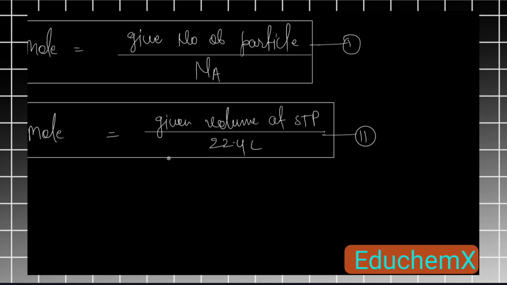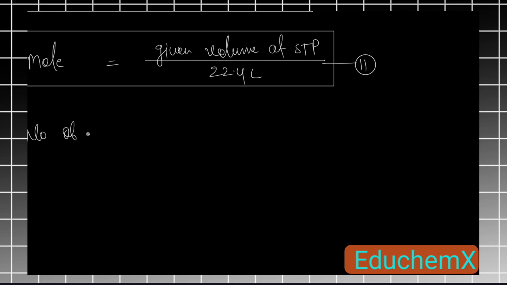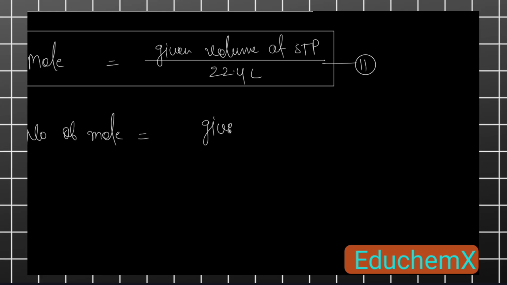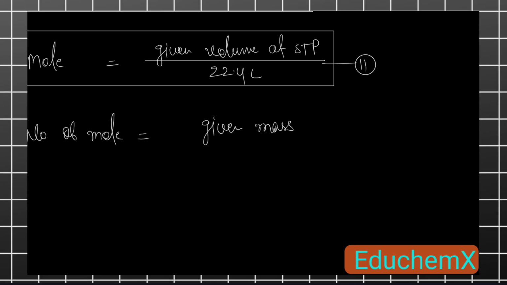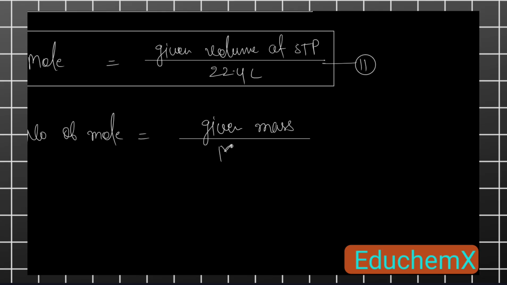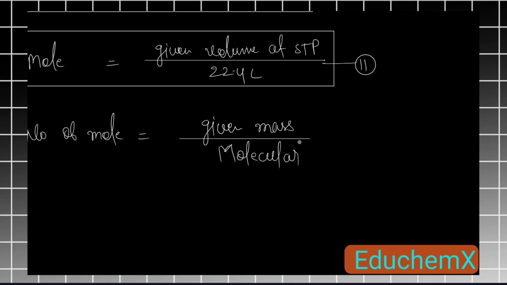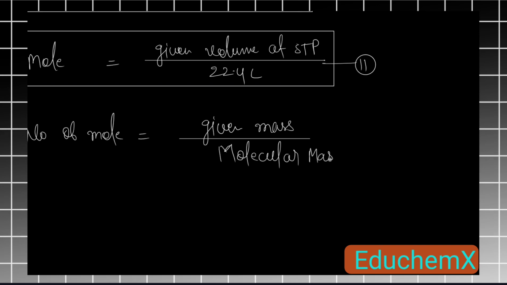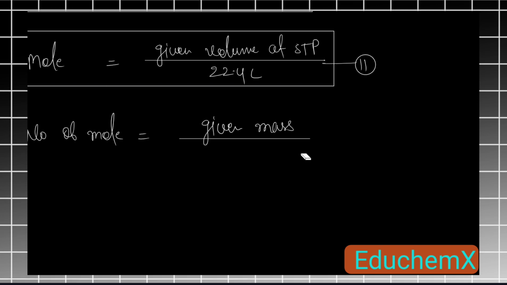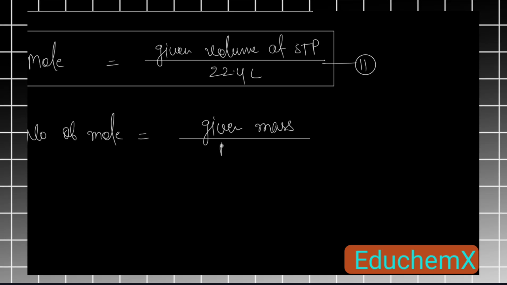And the third one is what? You can find the number of moles by the given mass. Number of moles is equal to given mass divided by molecular mass, and that one is a very good formula. Most of the time we are using this formula everyone. Molecular mass or molar mass you can say. I will write molar mass here to make you more comfortable.